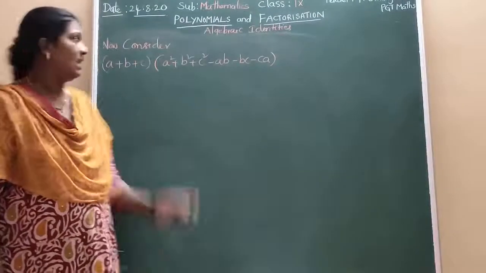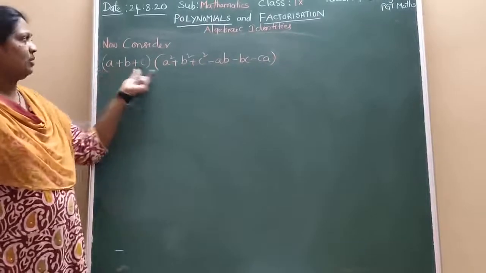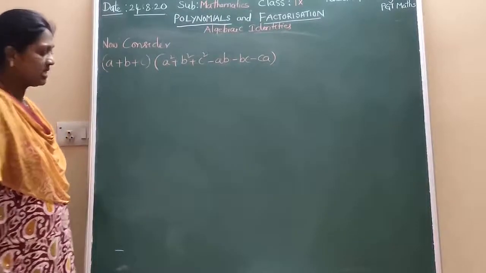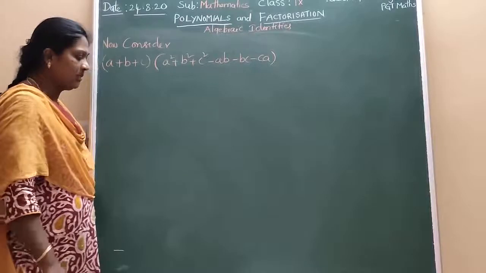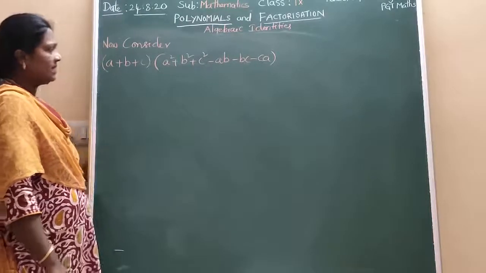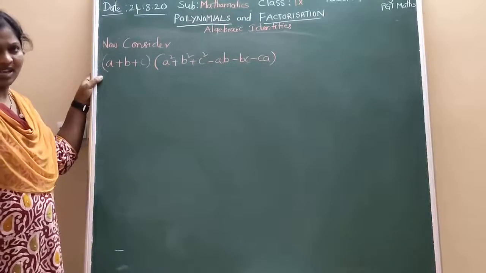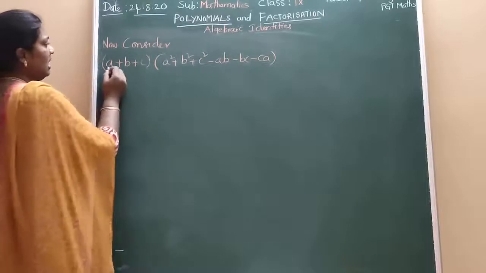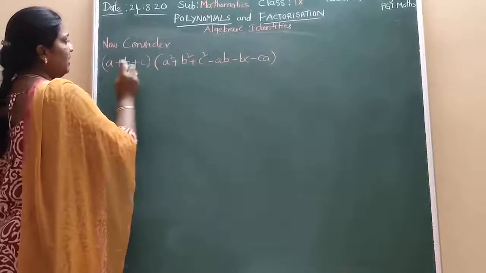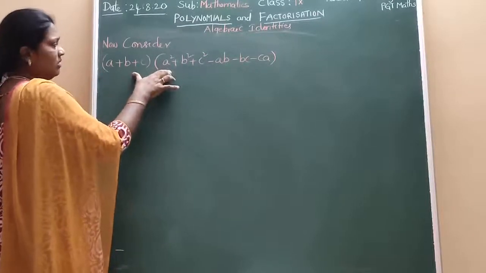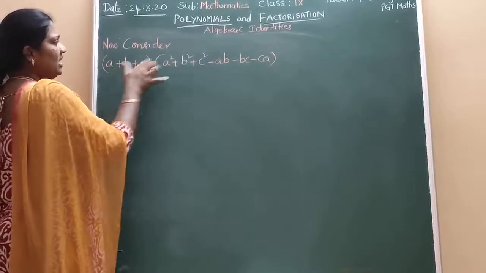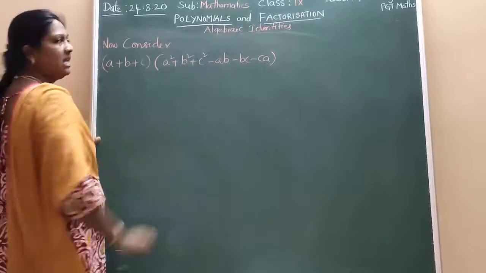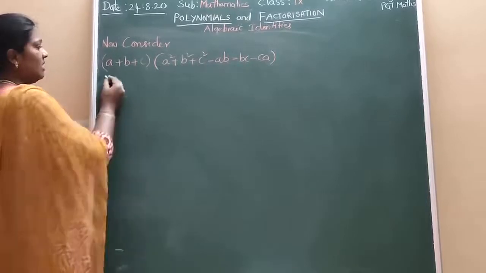Now consider (a + b + c) into (a² + b² + c² − ab − bc − ca). Expanding this product, we have to multiply these two factors. This is (a + b + c) into (a² + b² + c² − ab − bc − ca).